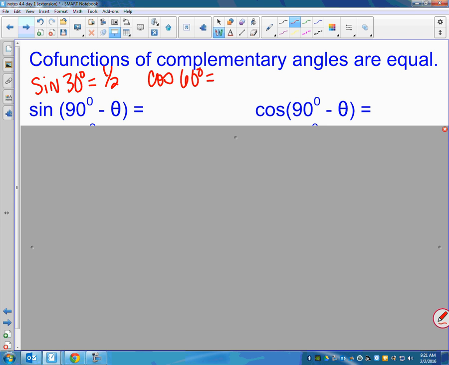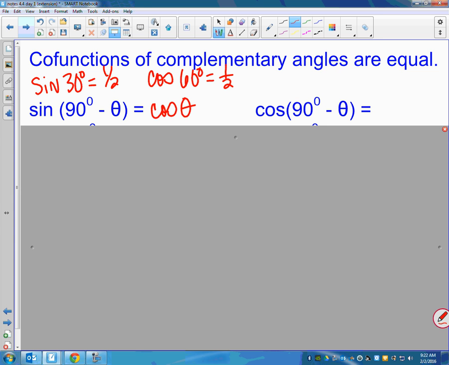Here, 1/2, right? Isn't it 1/2? It's not a coincidence that they both equal the same thing. If you have 2 angles that add up to 90 degrees, if they're complementary angles, then their cofunctions will always have the same value, which means the sine of whatever angle you can think of will always equal the cosine of the complement. And that's what this is saying here, because they write it as 90 minus theta. The sine of 90 degrees minus theta will always equal the cosine of theta, meaning that they're complementary angles.